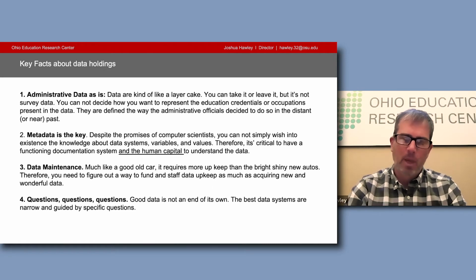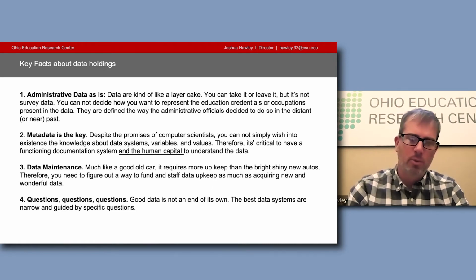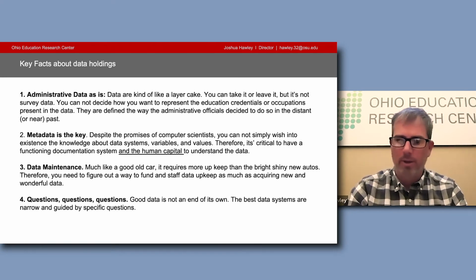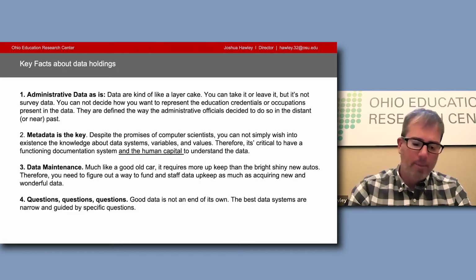that you need to access to be able to interpret the data correctly. And so one of the most important things we do with researchers is we provide them with some of that content knowledge. You need to have the human capital, the people in place, and you need to pay for those people over time as part of a research effort. And you can't simply write it all down. Data maintenance is critical.